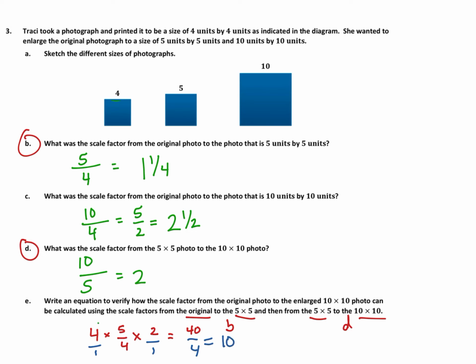So you see here that we started with the 4x4, and I ended up with the 10. So really this is the original times 5/4, which is the first scale factor, and then times 2/1, which is the second.